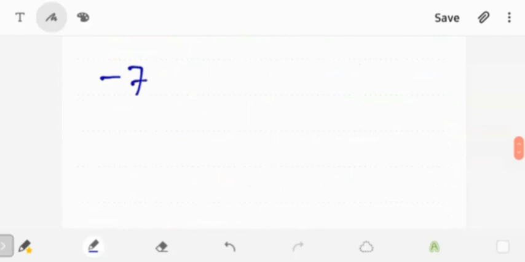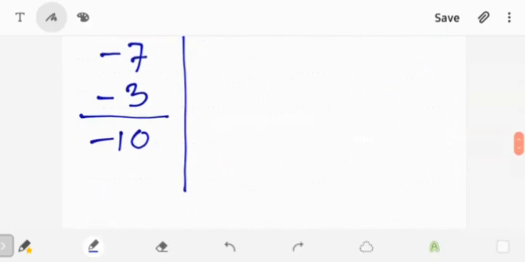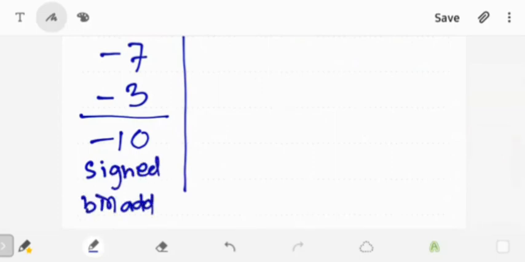I will take -7 and -3. Both are negative. What would have been the answer in decimal? It's -10, right? So I am following the same approach: signed binary addition, what we have learned yesterday. So -7, how is it represented? In signed binary representation, this is -8 plus 1, so 1001. So -3, how is it represented? -8 plus 5, so 5 means 4, 1.